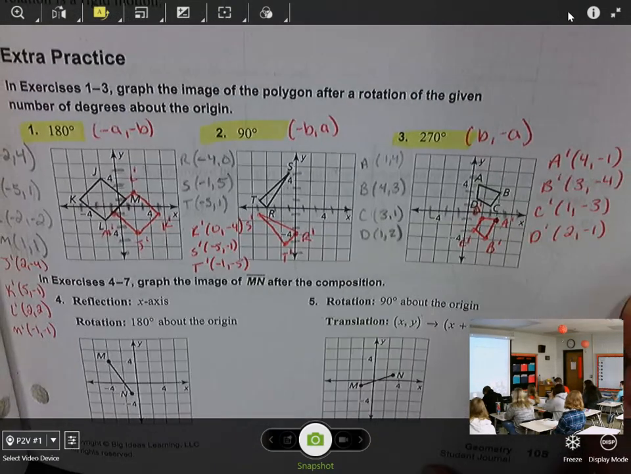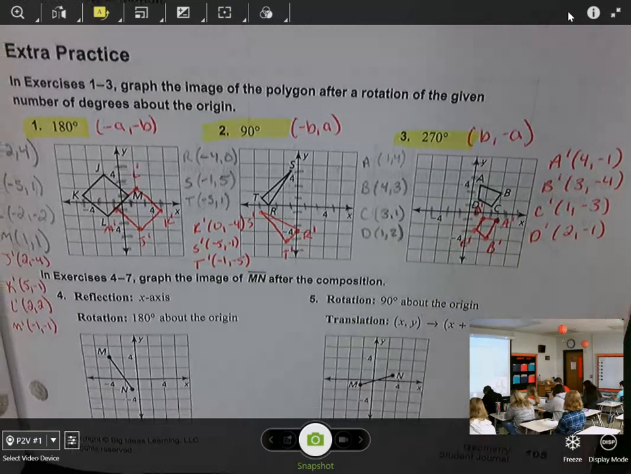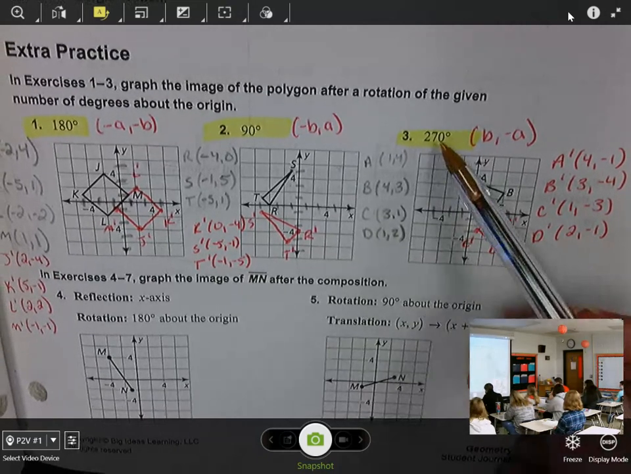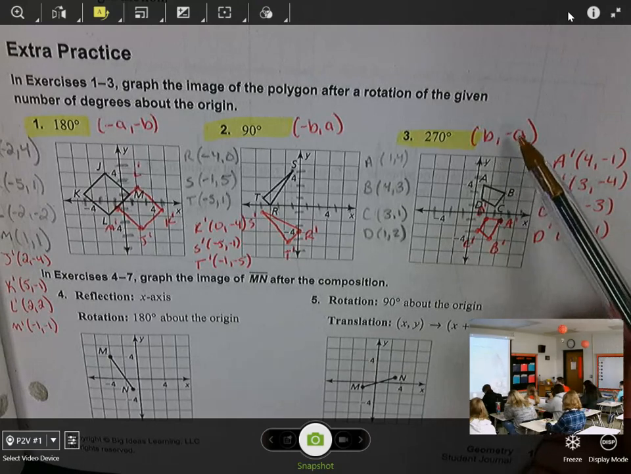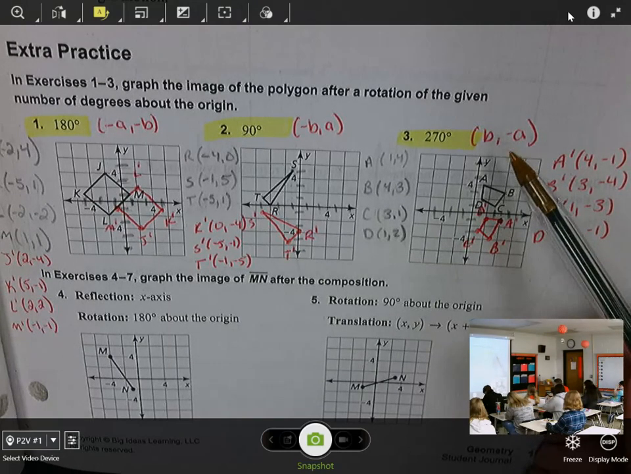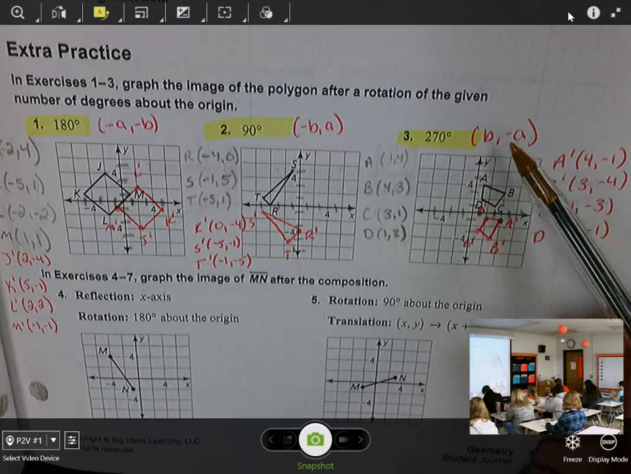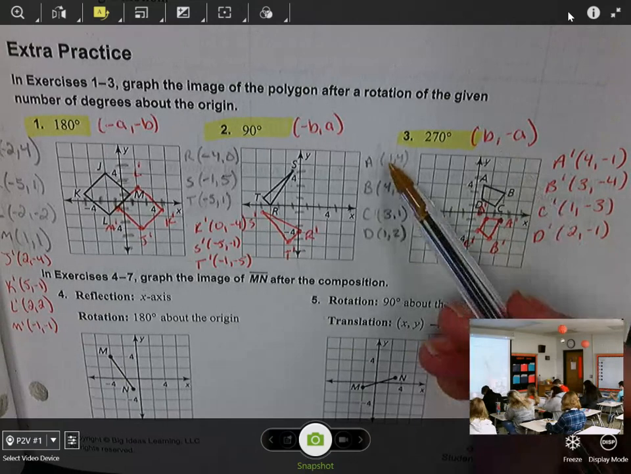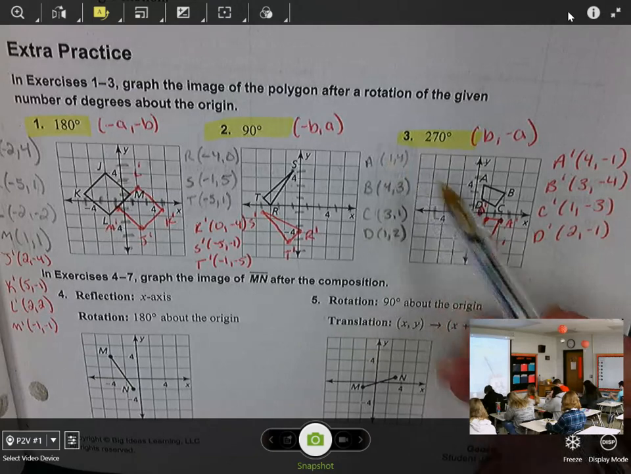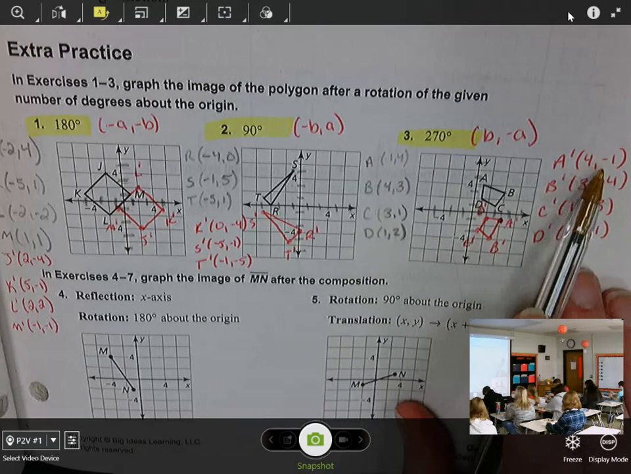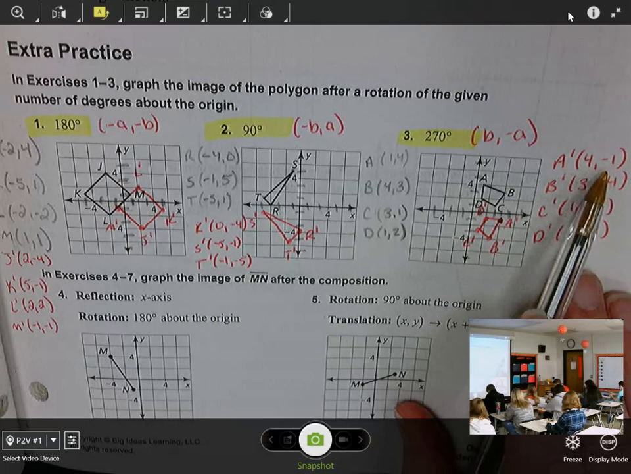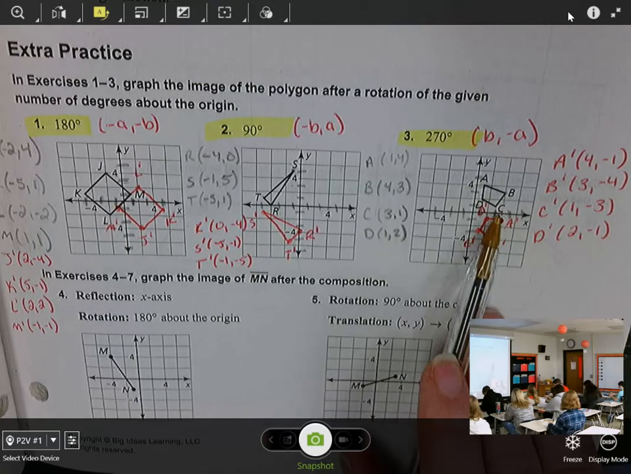Okay. Number 3. Okay. A 270-degree rotation is B, opposite of A. So that means you change your x value sign, your x coordinate sign, and then flip them. Okay. So this was positive 1, positive 4. So if I made my 1 a negative and flipped it, it would be 4, negative 1. So A prime is 4, negative 1. So you would go to the right 4 and down 1.